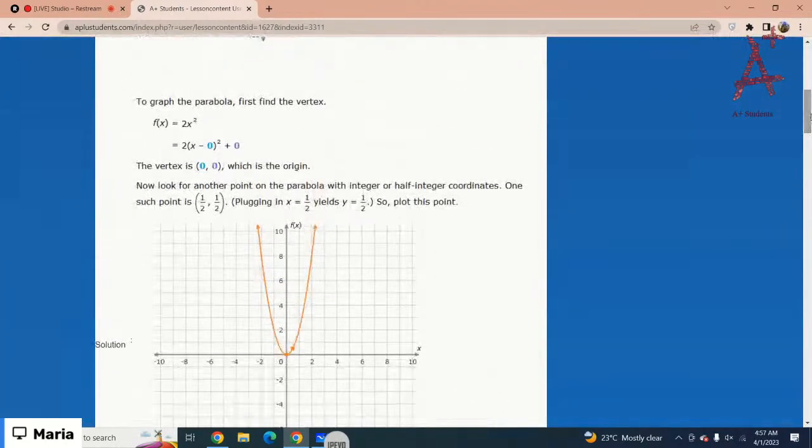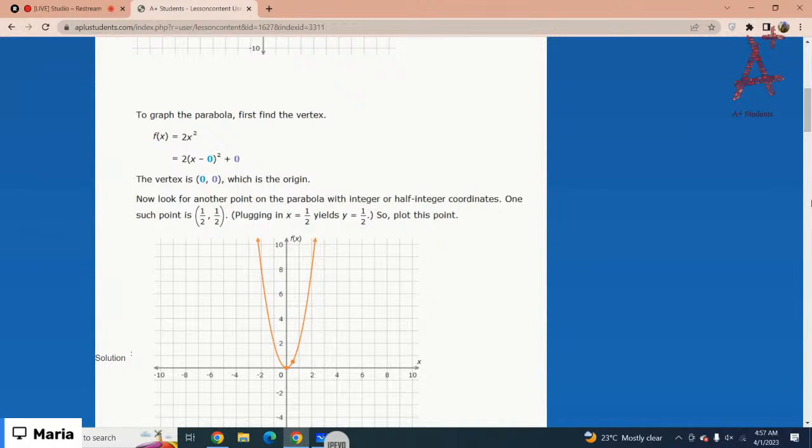So basically what you have to do to graph the parabola, first find the vertex. You have to calculate the vertex first. Got it? So the equation in the vertex form is, the vertex form of the parabola is y equals a times x minus h whole square plus k.